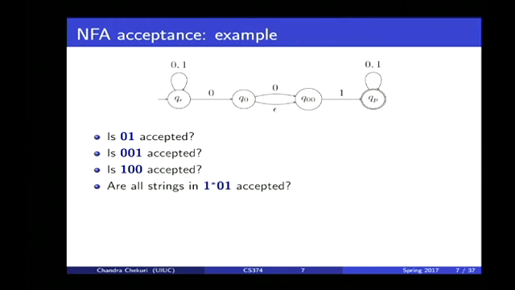Any string containing 0, 1 or 1. Well, why should 1 be accepted? 1 is not accepted, no? Let me write it down and let me see. Does it make sense?